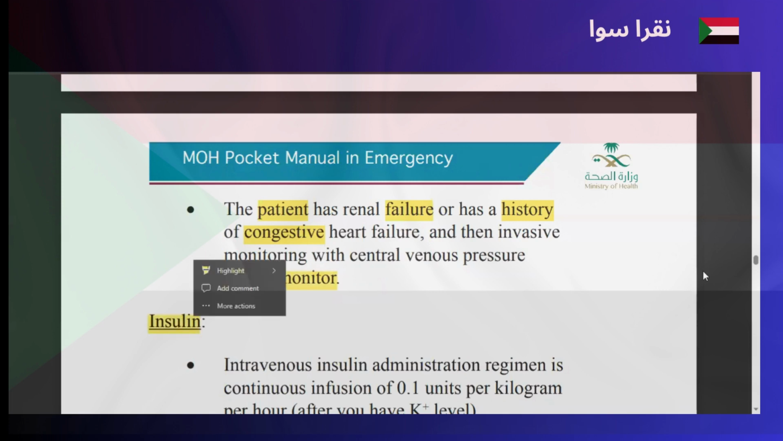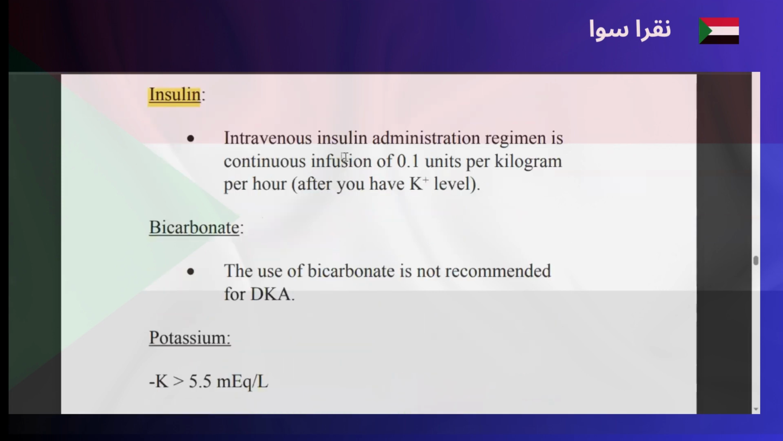The insulin. The intravenous insulin administration regimen is a continuous infusion of 0.1 units per kilogram per hour after you have the potassium level. Bicarbonate: the use of bicarbonate is not recommended for DKA.